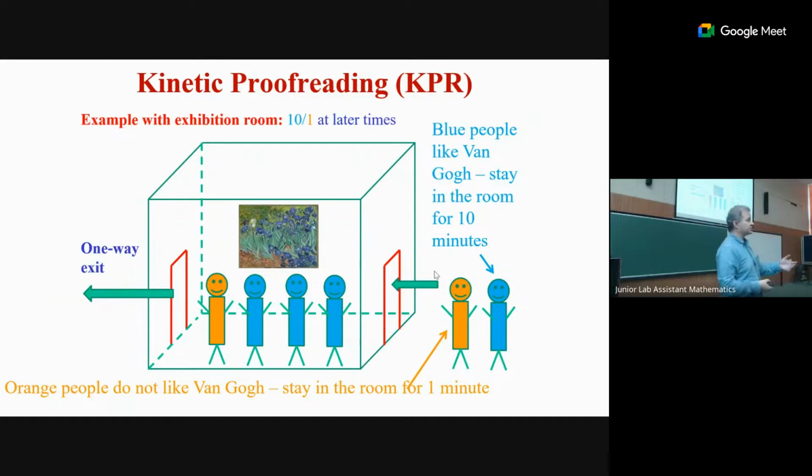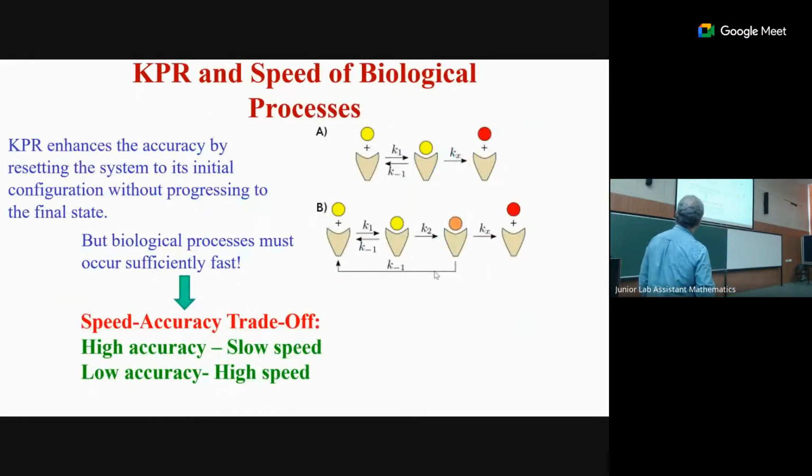You are using this free energy difference, in this language liking or not liking, to increase the fraction of the right outcome. In this case, those people who like Van Gogh is the right outcome. Makes sense, right? So this kinetic proofreading enhances accuracy by resetting the system to its initial configuration, and that's what allows the system to correct the mistake.